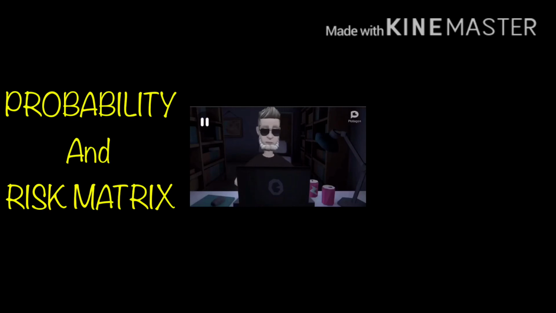So now, let's deal with probability and the risk matrix. Probability is the chance or likelihood that a loss will take place, indicated by a mathematical statement concerning the possibility of an event occurring, or the chance that something will happen, how likely it is that some event will occur.